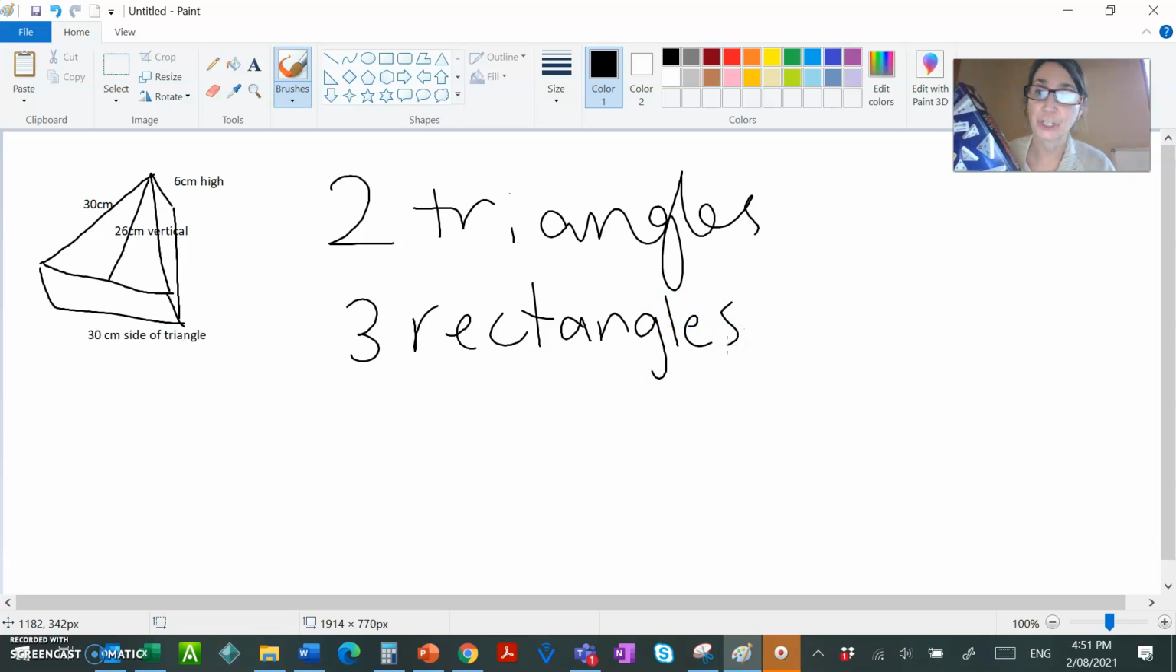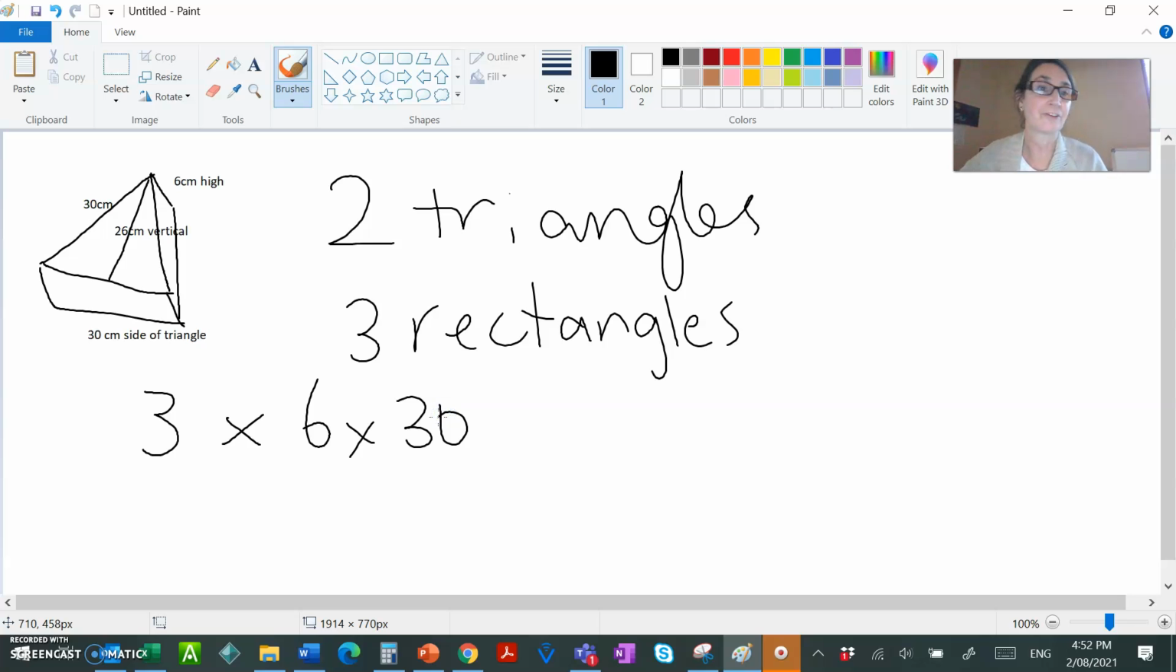So remember, when we do the total surface area, we need to find the area of each of the faces and then add them together. I'm going to start with the three rectangles because rectangles are just a bit easier than triangles. So there's my rectangle there. It's 6 centimeters wide and 30 centimeters long. So we've got 3 times 6 times 30 centimeters. That's my three rectangles.